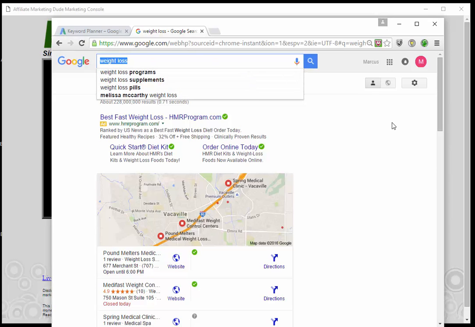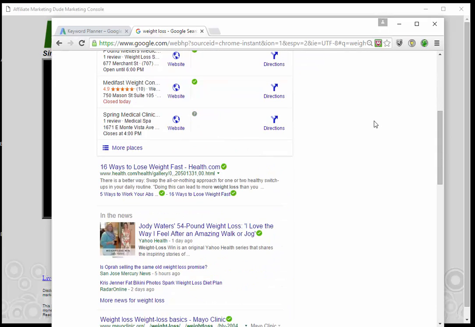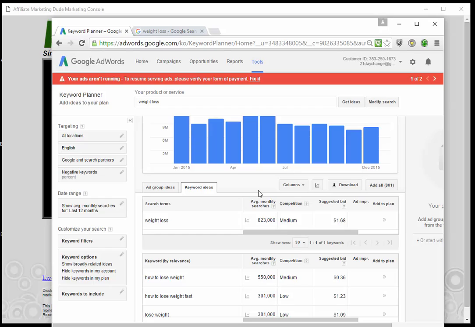Pretty simple, right? Now, what we're going to talk about is how to get into the nitty-gritty, the good niches, the stuff that actually makes you money. Because obviously the word weight loss is a good word, but you're also going to see that it's pretty competitive at $1.68 per click. And we're going to talk about what all this stuff means as well. But first, I'd like to be sure that you understand exactly where these numbers are coming from.